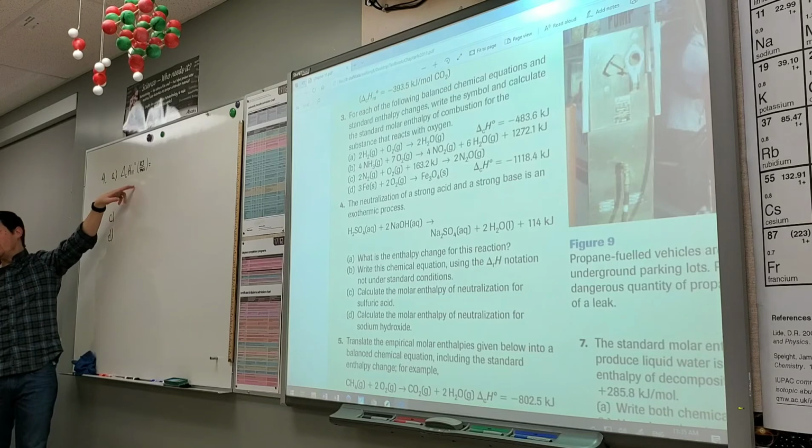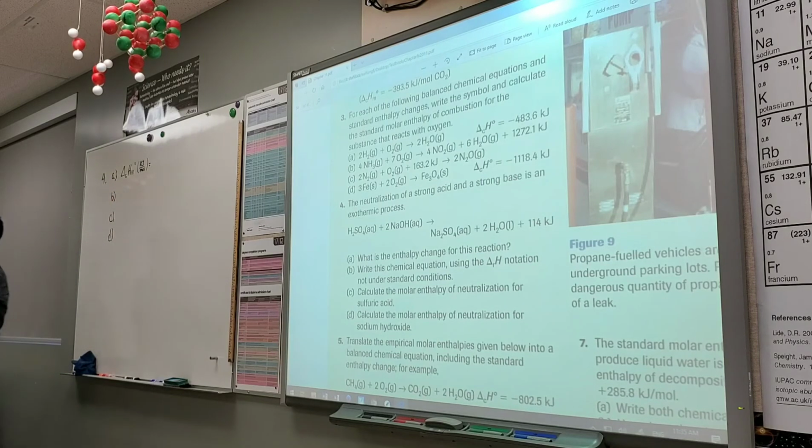Kilojoules per mole. You can do every single one of these questions by unit analysis. Every single one of these questions can be performed by unit analysis. Do you have anything related to kilojoules or moles?